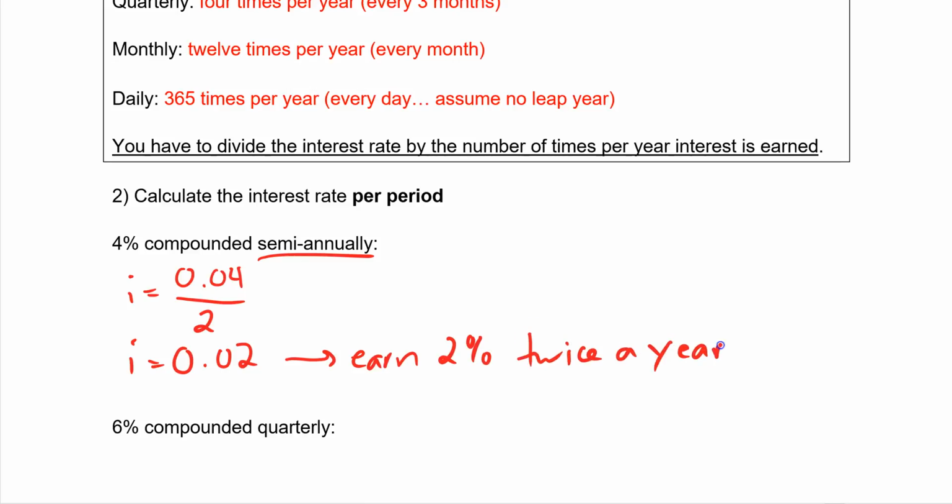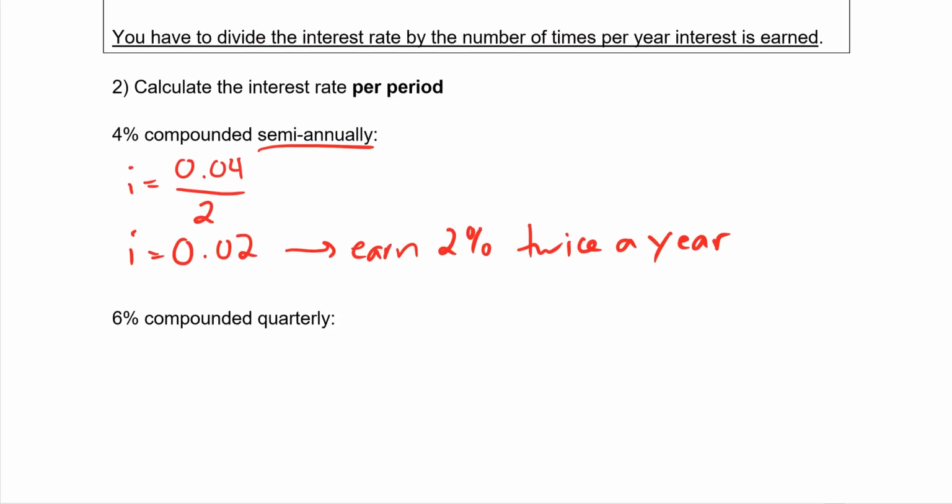Now, in total, this gives you 4% for the whole year, but it actually works out to be a little bit higher than that. So if you understand how percentages work, if I give you 2% of your amount of money and then 2% of that amount, it's going to work out to be a little bit higher than if I just gave you 4%.